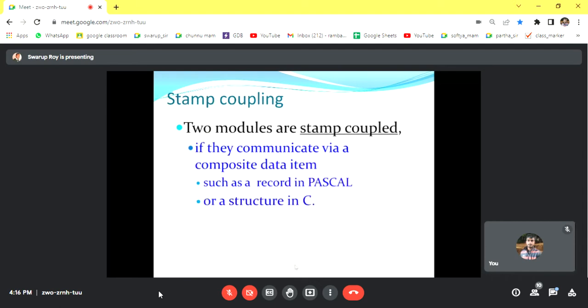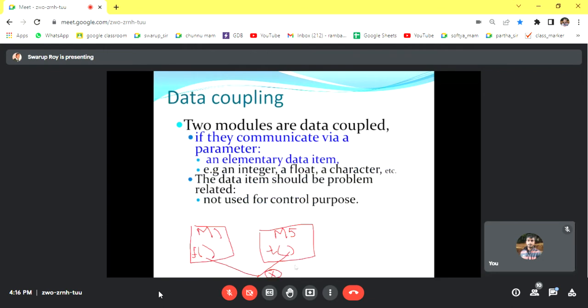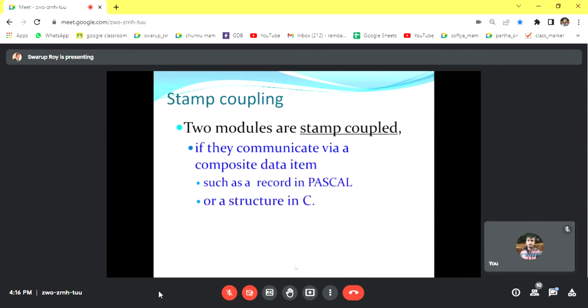Then what is next? Stamp coupling. In the previous case, they are elementary values: a single integer, a float, a character, or something like that. A bit more advanced is a structure. In C, if you have a record in some variable, it's a composite data item, a collection of homogeneous or heterogeneous data. So it's not a single value; it may be a collection of values.